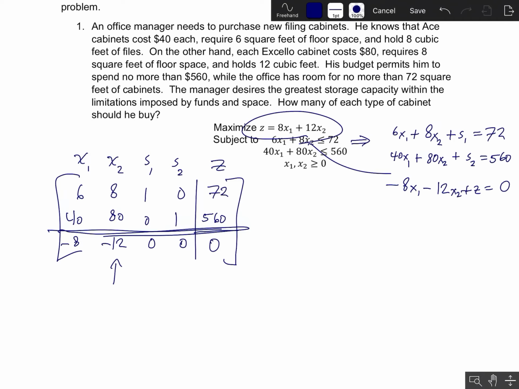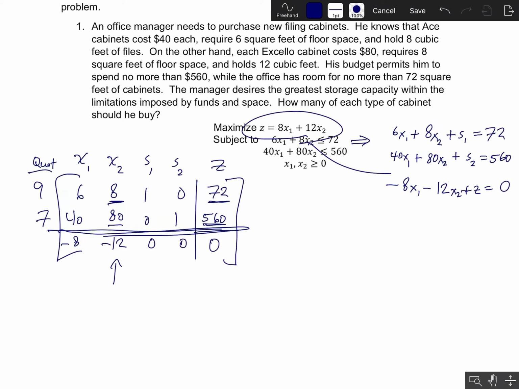And next we'll look for our pivot row. Remember that to decide the pivot row, we're going to compute these quotients. So I like to write Q for quotient, or you can just put quotient here. And the quotient is going to be the far right value divided by the value in the current column. So the first quotient that we would compute would be 72 divided by 8, and that would give us a 9. And then the second quotient that we'll compute would be 560 divided by 80, which will be 7.